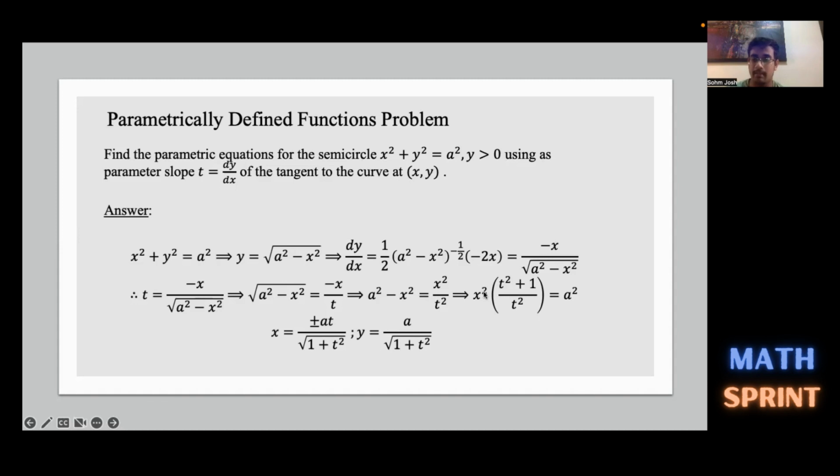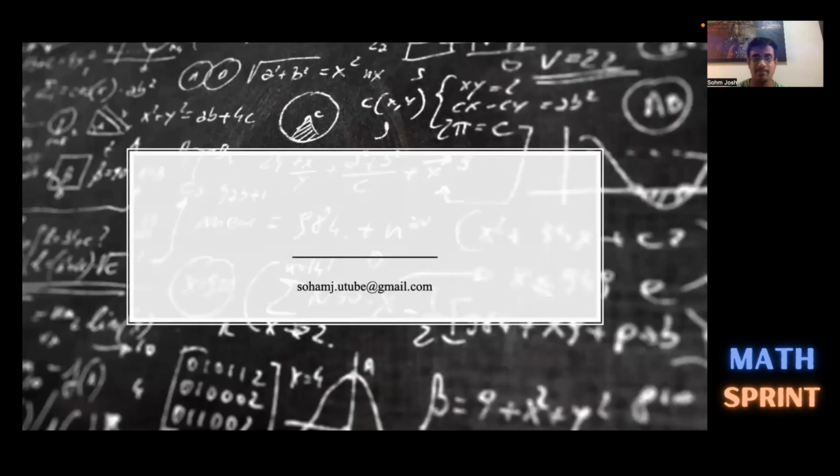We do algebraic manipulation, and we eventually end up with x squared is equal to a squared t squared divided by 1 plus t squared. So then x can be plus or minus at, the whole thing divided by the square root of 1 plus t squared. When we substitute this back into the formula for y, we get y is equal to a by the square root of 1 plus t squared.